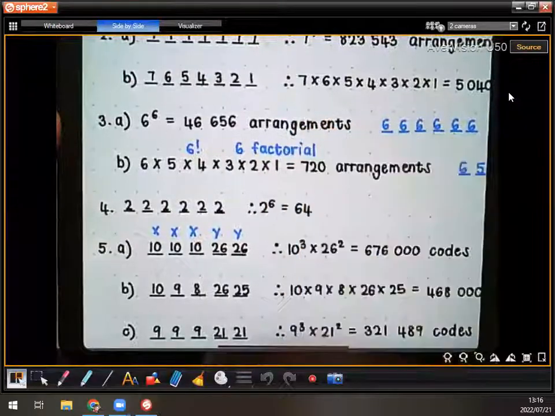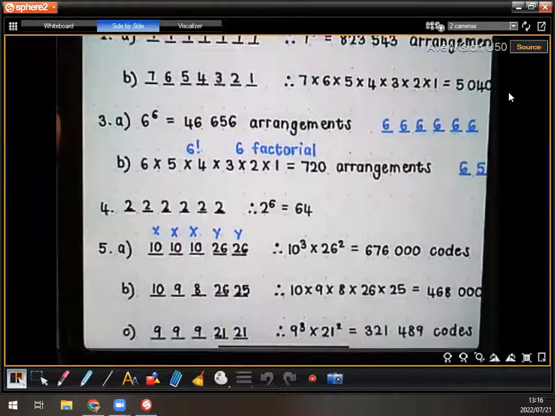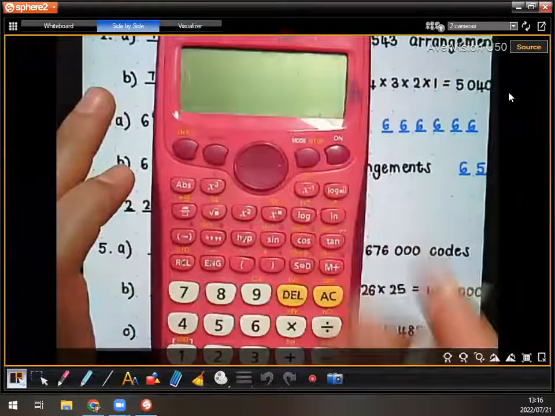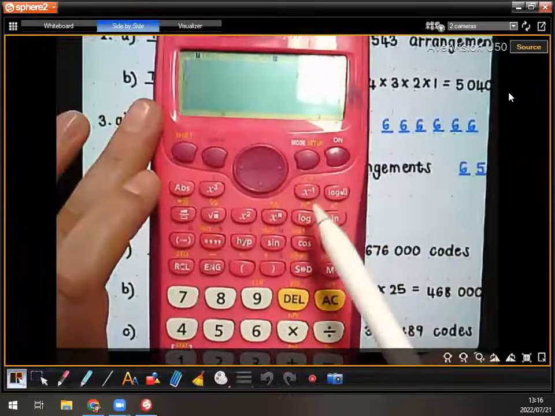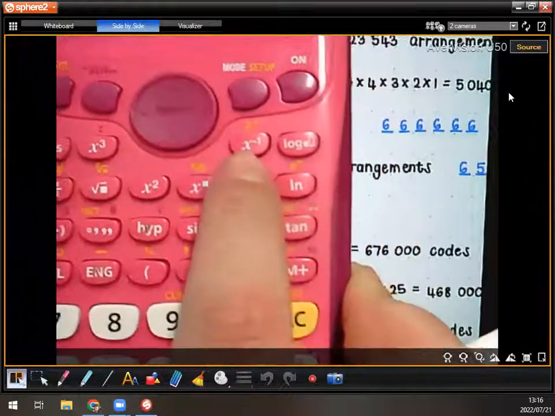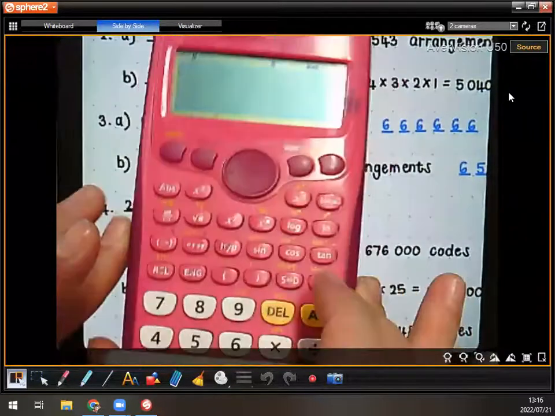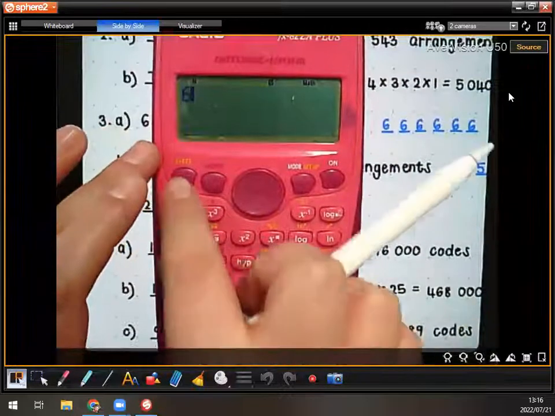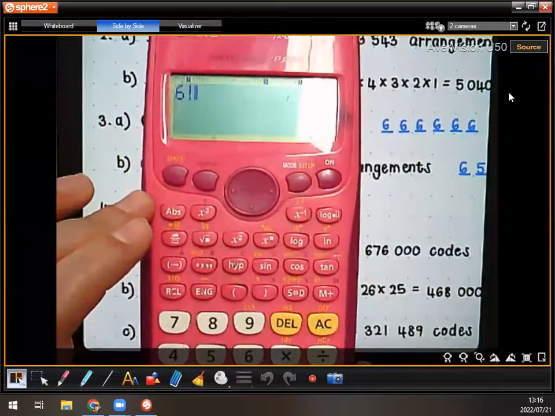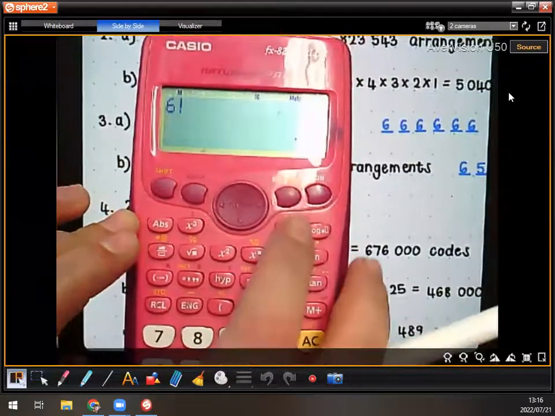I don't know if you've noticed that it's literally an exclamation mark on the calculator. It's yellow, above that button: x with an exclamation mark. So you'll type 6, shift that button, and it's saying 6 exclamation mark equals, and then it will give you the same answer.